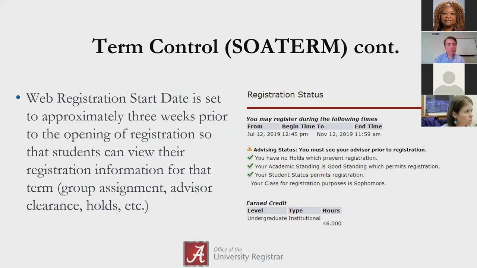Also within SOA term, we set our web registration start date approximately 3 weeks prior to the opening of registration so students can view their registration information when they go into self-service banner. So having this start date set well in advance of registration allows a student to see what their assigned registration time is, to see if they've been cleared by their advisor, see if they have any holds, and to check their academic standing, which we certainly find useful. If that start date is not set in advance, students cannot see this.